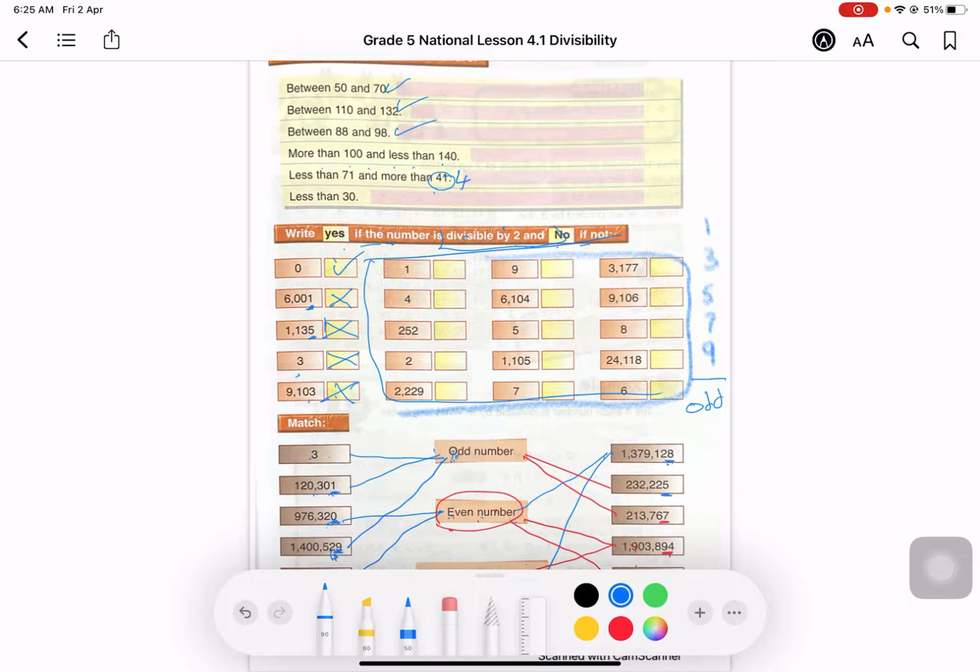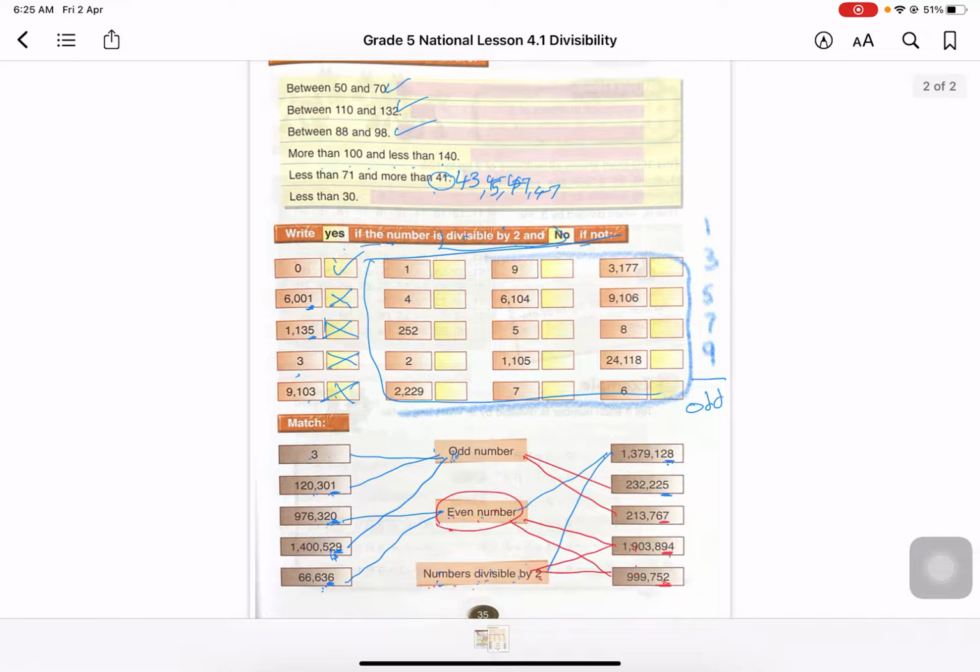43, then I will write. Okay, 43. Then 45. Then 47. Then 49. Okay, so 43, 45 here. Let me repeat it because it's not clear for you.